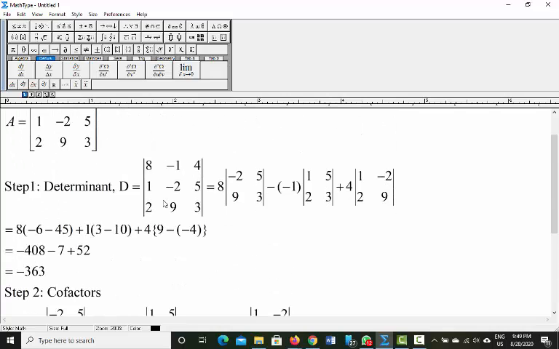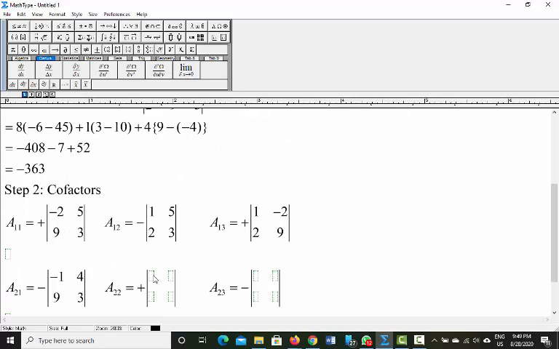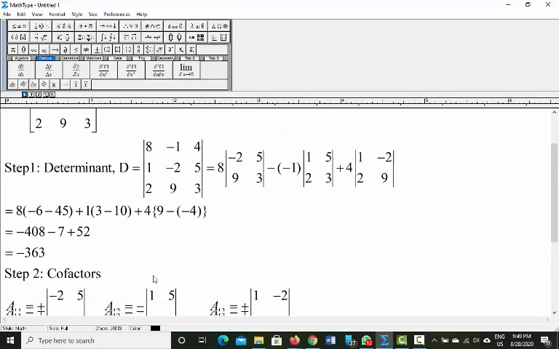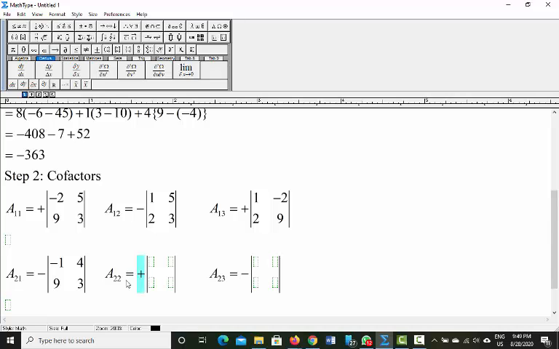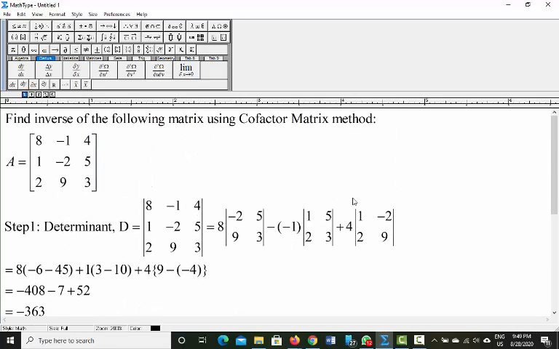Minus 1493. Now we want to find out the cofactor of this element, second row, second column. That means we will ignore the second row and the second column, so we will be left with 8, 4, 2, 3.